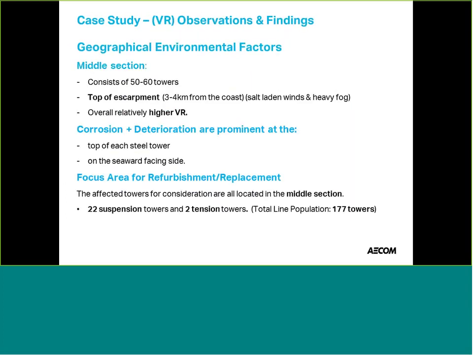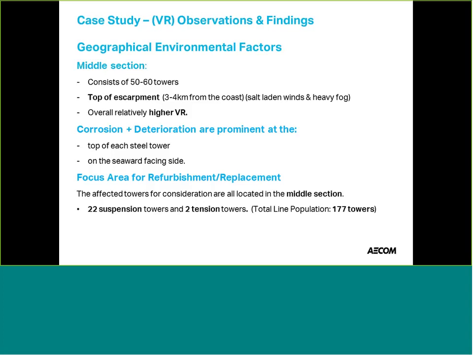Just want to give you an observation. This is the observation, the findings. Basically, the middle section consists of 50 to 60 towers, 3 to 4 kilometres from the coast. Obviously, salt-laden winds and heavy fog in that area are causing the deterioration. Overall, that middle section has a much higher VR rating than the other 2/3 of the line.